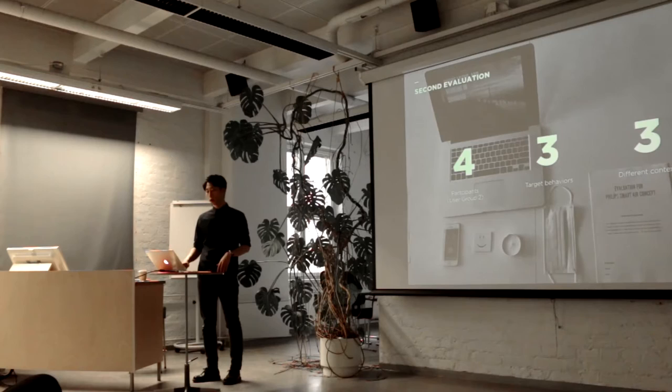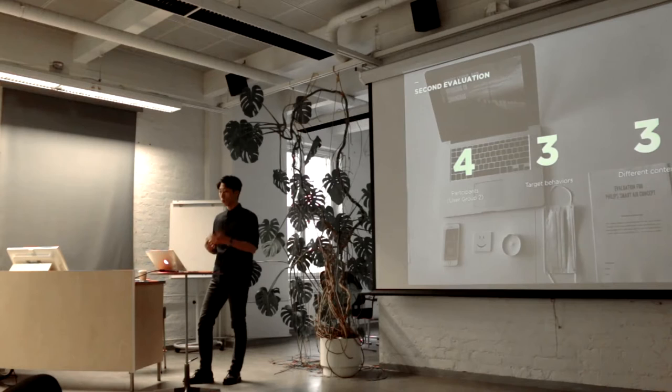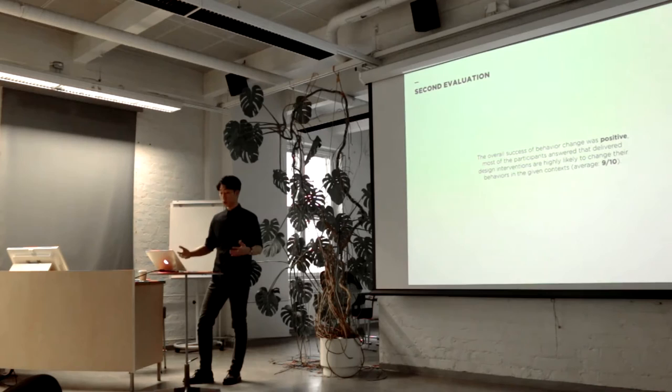So I brought this wizard to the user evaluation, the second evaluation, with 4 participants in the user group. And I specifically challenged the 3 target behaviors. And I gave 3 different contexts to the evaluators, so they needed to think in the context for making some evaluations. The result of the second evaluation was, overall, very positive. Most of the participants answered that the deliberate design interventions are highly likely to change their behaviors in the given context.